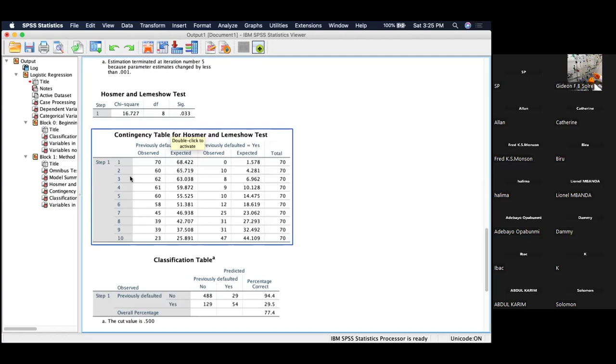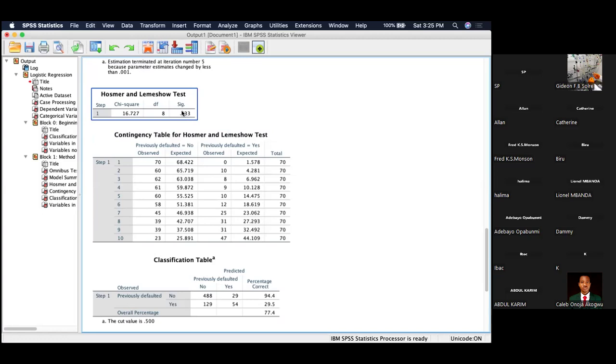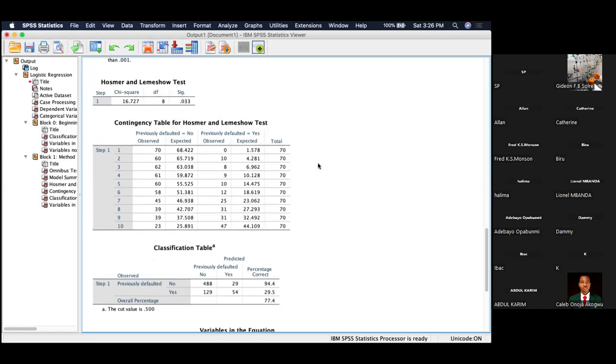But ideally, for you to have a more robust test, when you're running a binary regression analysis, you should expect this to be greater than 0.05. Please have that in mind. But in our case study, the value is not significant.